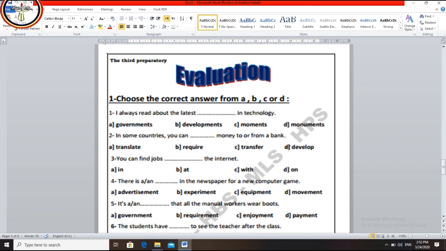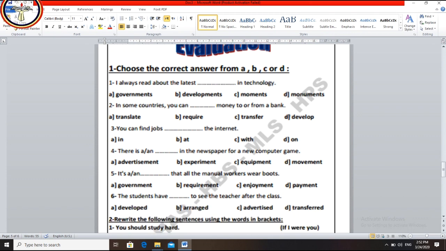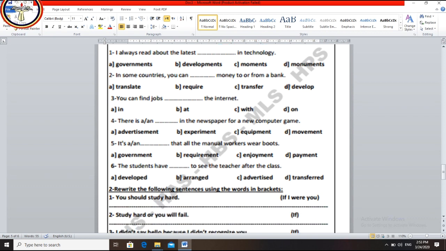Well done, Rawan. Number 4: There is an advertisement in the newspaper for a new computer game. Ali? Yes, advertisement. Okay. Number 5: It's a requirement that all the manual workers wear boots. Yes, Shadi. Requirement. It's a requirement. Okay, well done.